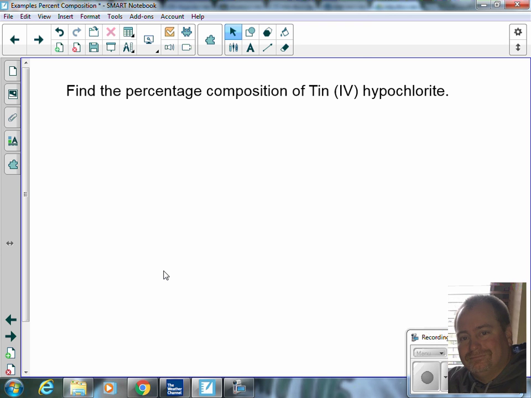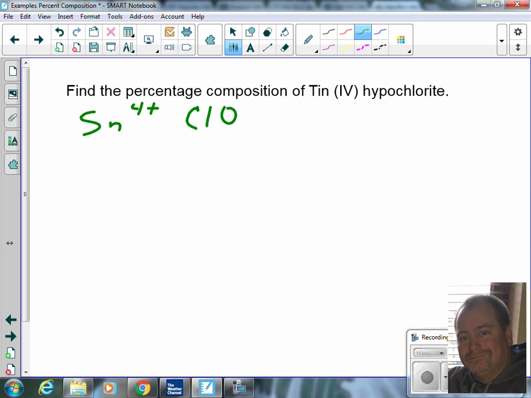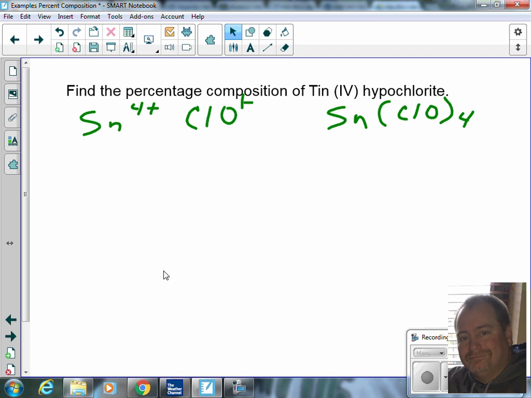Now, tin. Tin 4 is Sn 4+. Hypochlorite is a polyatomic ion. What is the hypochlorite ion? ClO, and what's its charge? 1 minus. So, what am I going to write for my formula for tin 4 hypochlorite? Sn(ClO)4, because I'm going to need 4 of those hypochlorite ions to make the net charge of that tin 4 at 0.